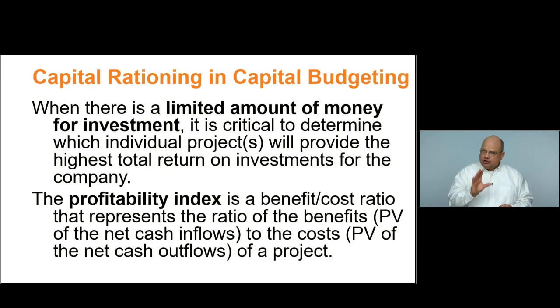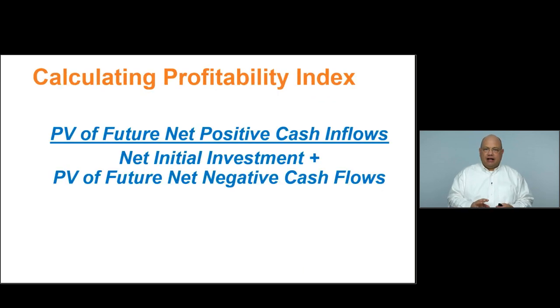And again, this is a starting point. So we'll go ahead and look at the calculation. It's not that difficult. We take the present value of the future net positive cash inflows and divide that by the net initial investment plus the present value of any future net negative cash flows, which there may not be any. There may be no years in the future in which there's a net negative total cash flow. But if there are, that's treated as part of the denominator.